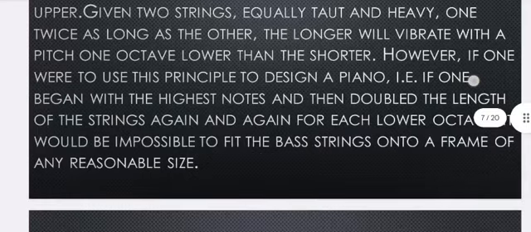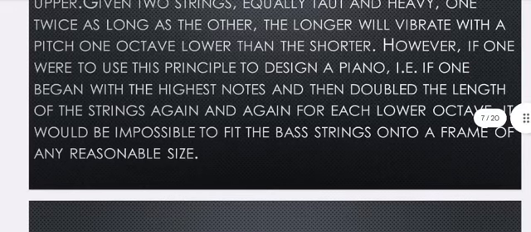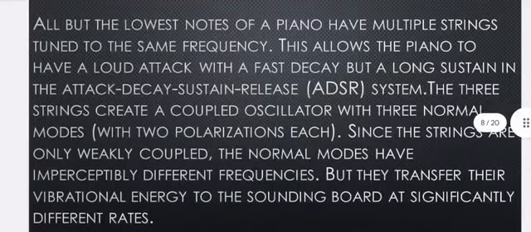The strings of a piano vary in thickness and therefore in mass per length, with lower strings thicker than upper. Given two strings equally taut and heavy, one twice as long as the other, the longer will vibrate with a pitch one octave lower than the shorter. However, if one were to use this principle to design a piano, that is, if one began with the highest notes and then doubled the length of the strings again and again for each lower octave, it would be impossible to fit the bass strings onto a frame of any reasonable size.